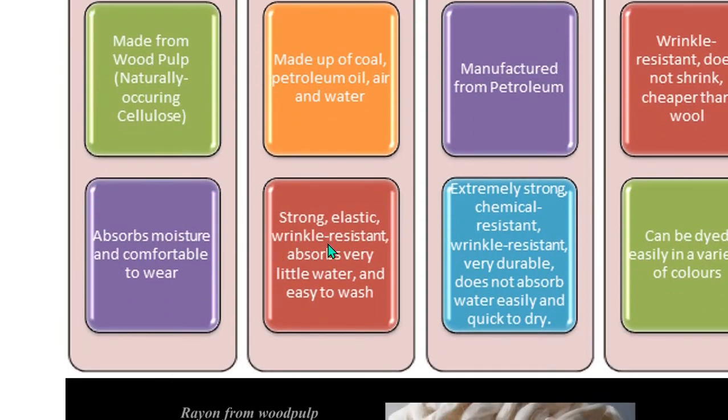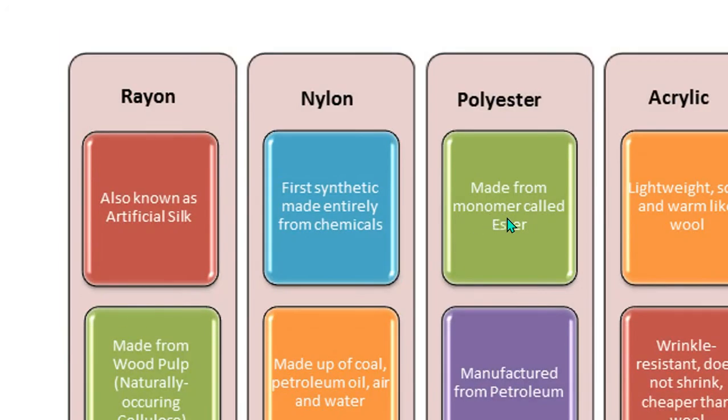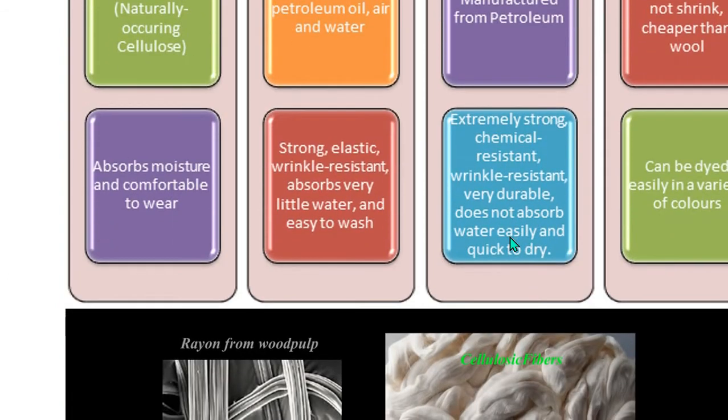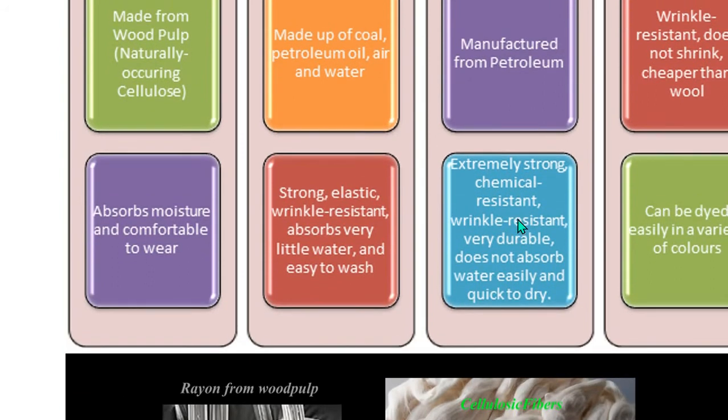And it is strong, elastic, wrinkle resistant, and it absorbs very little water. Whereas polyester is made from a monomer called ester, manufactured from petroleum, and it is extremely strong. Which one? Polyester. It has strong chemical resistance, wrinkle resistance, is very durable, does not absorb water easily, and is quick to dry.